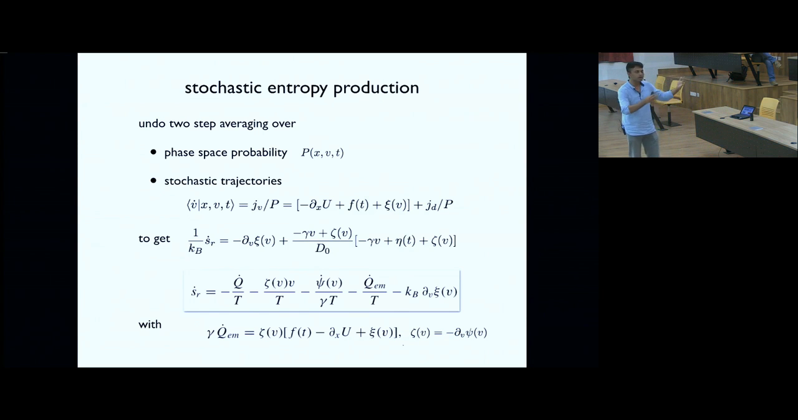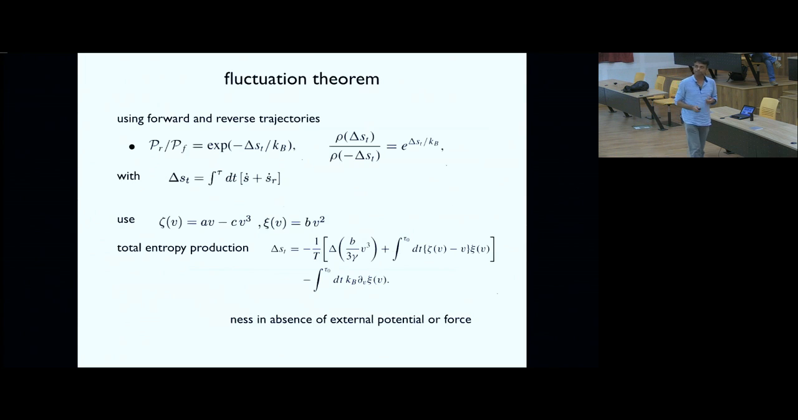So these are coupling between the odd and even parts. This psi is a velocity dependent potential which will give rise to the odd part of the velocity dependent force. Then this QEM dot contains an odd part coupling with the even part. Even if I don't have external force or external potential, these extra bits will come in.